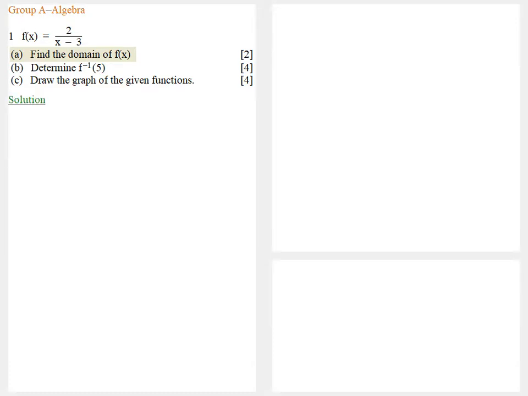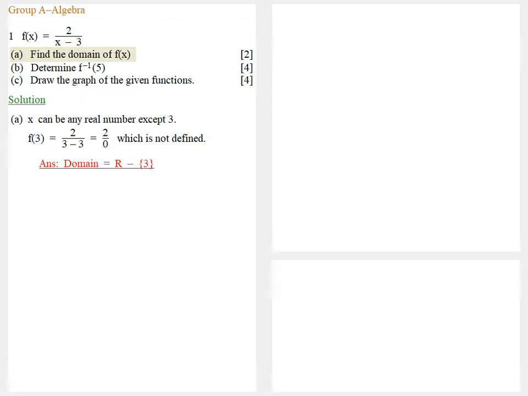Now, to solve this, what we're looking for is any values that x cannot take. Well, x can be any real number except the number 3, because f(3) is 2/(3 - 3), which is 2/0, and that's not defined. You're not allowed to have a fraction with a 0 on the bottom. So the domain is R minus the set containing the number 3.